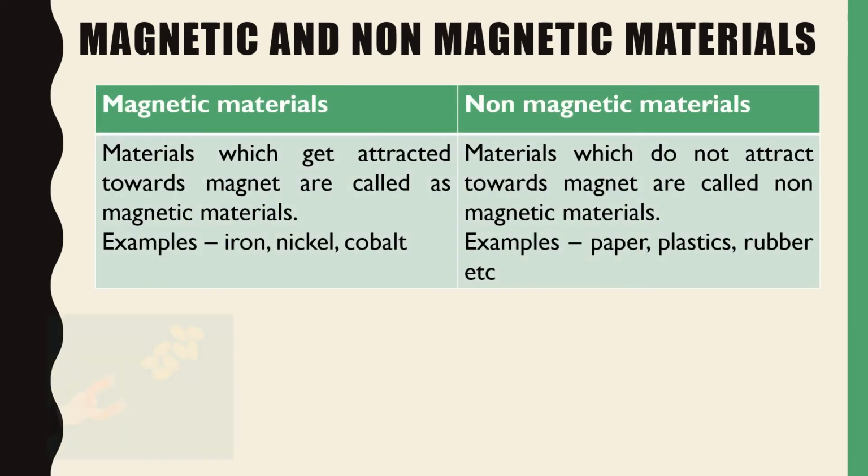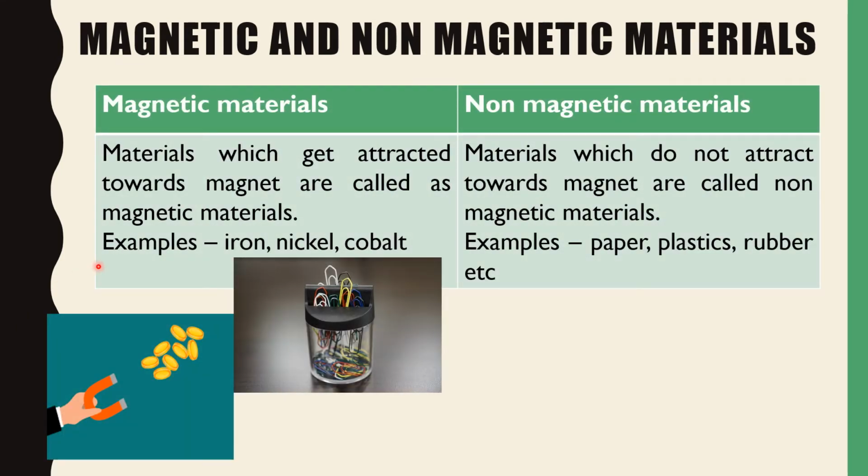Magnetic and non-magnetic materials. Magnetic materials which get attracted towards a magnet are called magnetic materials. For example, iron, nickel, cobalt. So while doing that activity, you will notice that the materials which get attracted to the magnet are called magnetic materials. There are many examples like iron, nickel, and cobalt. Non-magnetic materials are the materials which will not get attracted towards the magnet. There are examples like paper, plastics, rubber, etc.